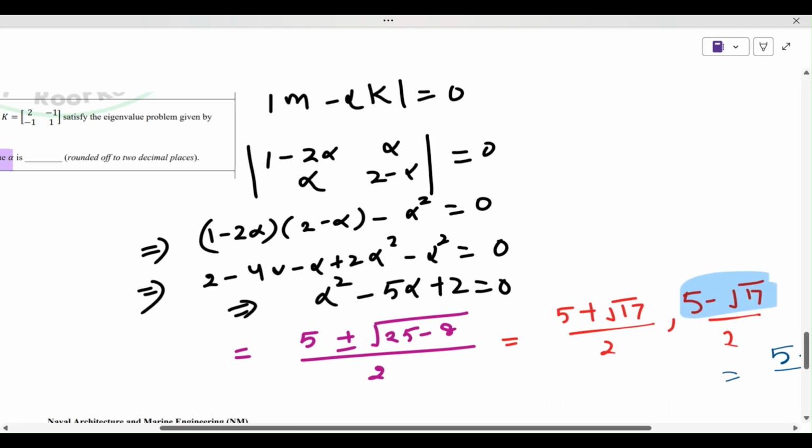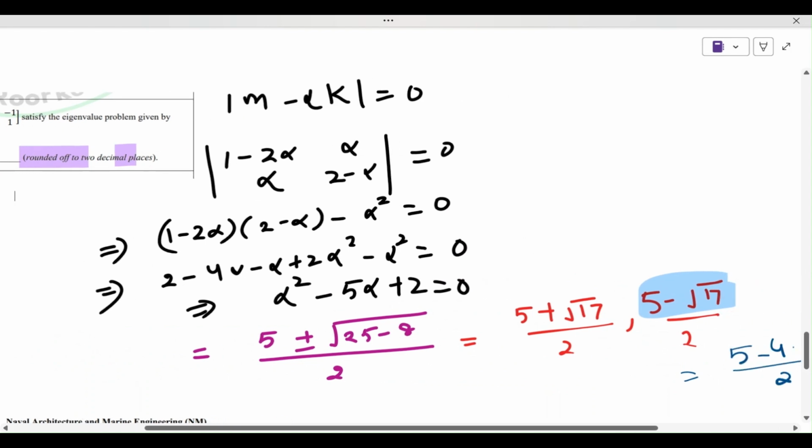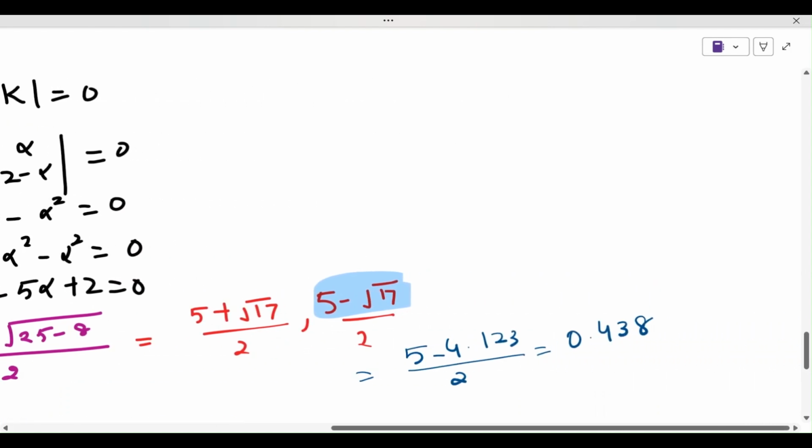Right now, what we have to do is find the round off to two decimal places. So we have to write the value up to two decimal places by rounding off. So we can write it as 0.44. So the value that should come is between 0.42 to 0.45. So our value is in between this limit, right?